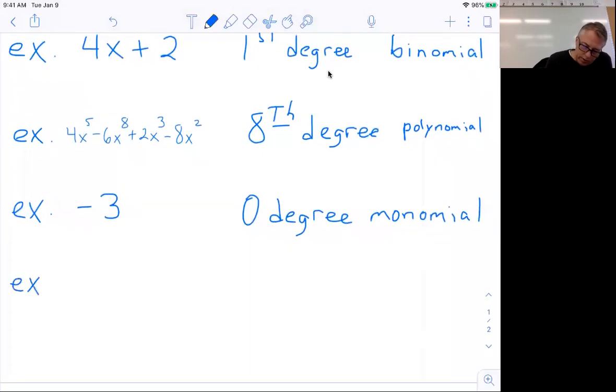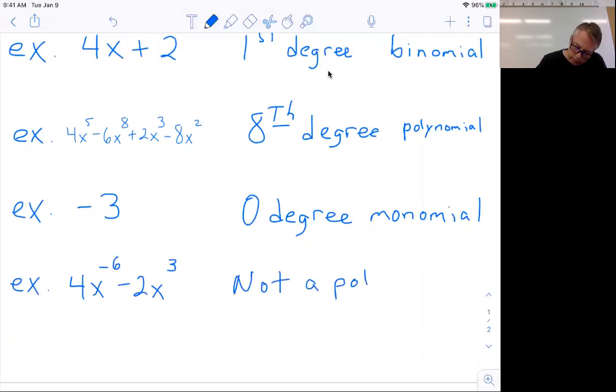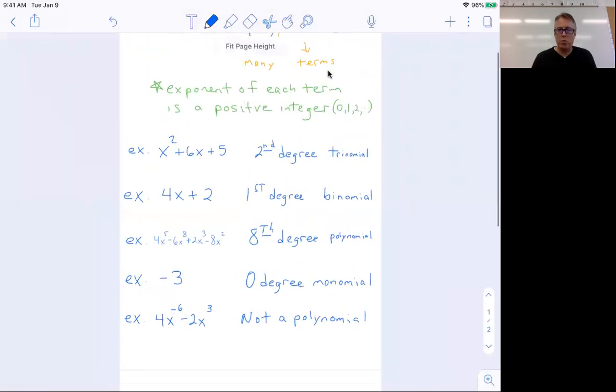All right, let me give you two more examples. Let's say we had 4x to the -6th minus 2x to the third. That's not a polynomial, so we can't name it like a polynomial by degree or by term. It's not a polynomial because remember, all the exponents have to be positive integers.